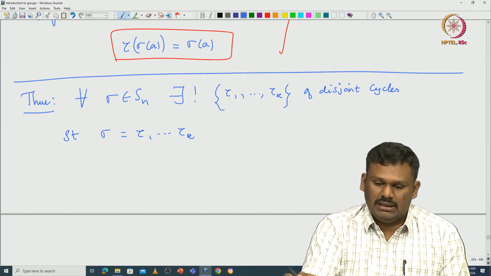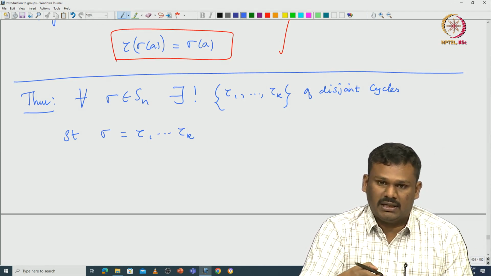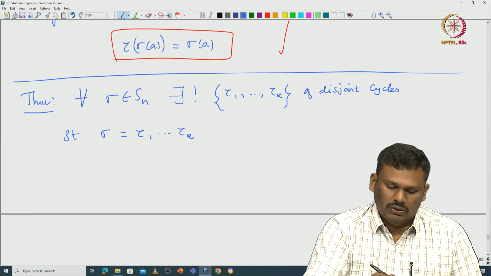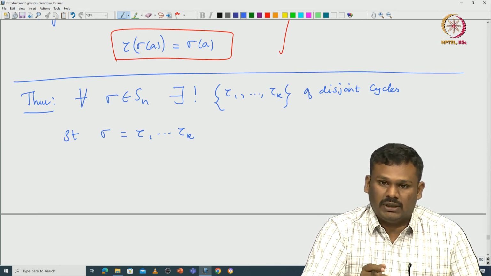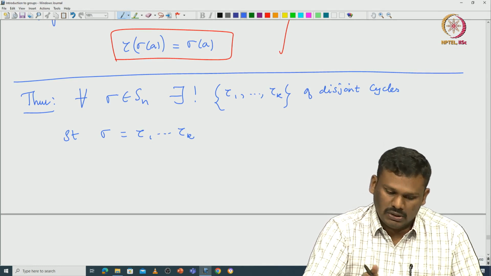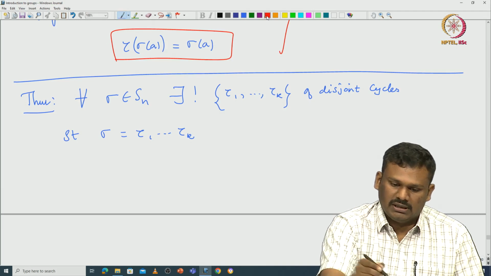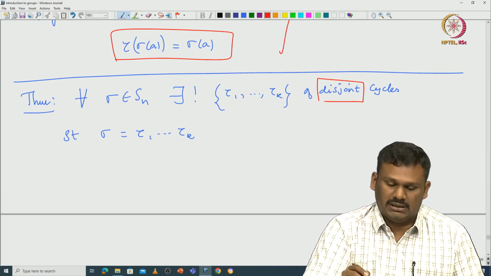Since they are all disjoint cycles, the order in which you take this product doesn't matter, because for any permutation of 1 to k, you can permute tau 1 etc. tau k and then take the product of them. That will still be equal to sigma. Because of this disjointness, we are allowed to permute tau 1 etc. tau k.